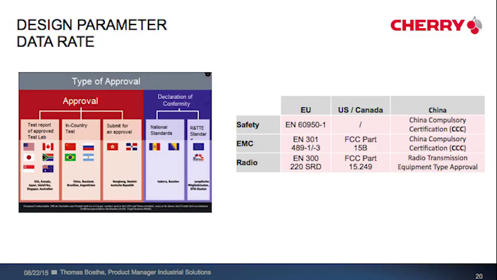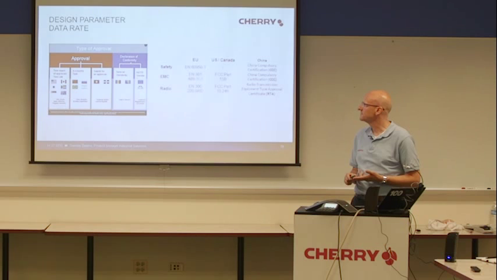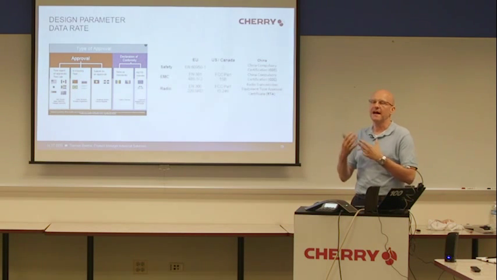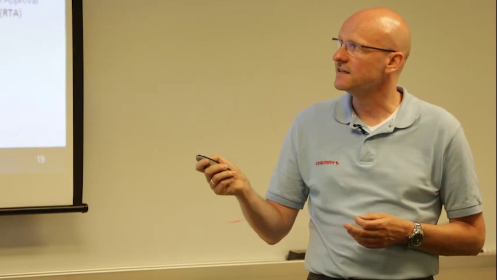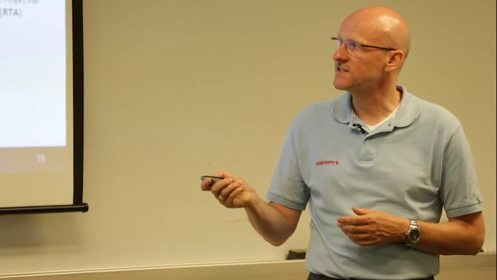On slide 19, you can see a short overview of the necessary approvals in Europe, in US and Canada, and in China. So in different countries, you have to fulfill different regulations, and in every country, you have to do a different type of approval. In Europe, a declaration of conformity is necessary.